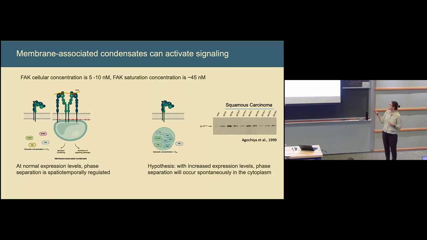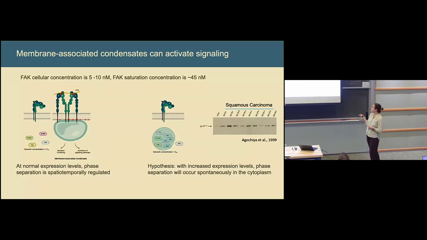So this is a Western blot, which is just quantifying the protein concentration in different cells. And in a healthy cell, again, the FAK concentration is really low. You can barely see it in the Western blot. But in different patient-derived cancer cell lines, we see FAK is really elevated. And so its concentration is increasing by a lot. And it wouldn't take that much overexpression to go from 5 nanomolar to 45 nanomolar.